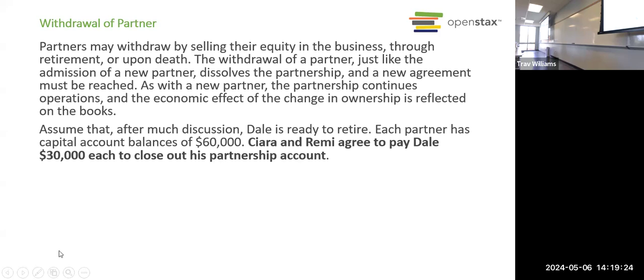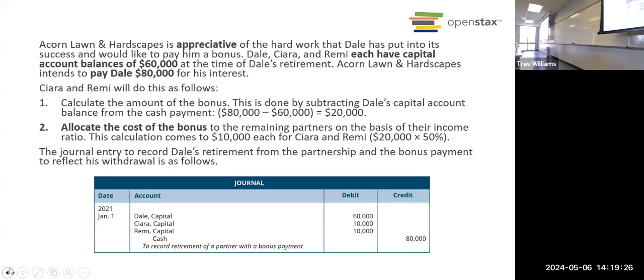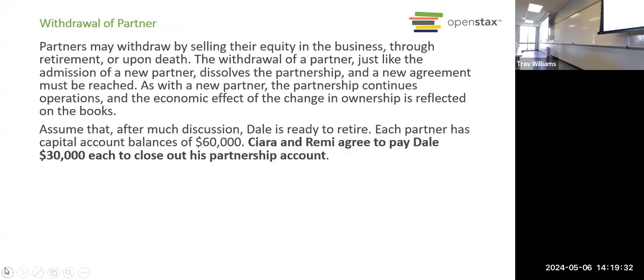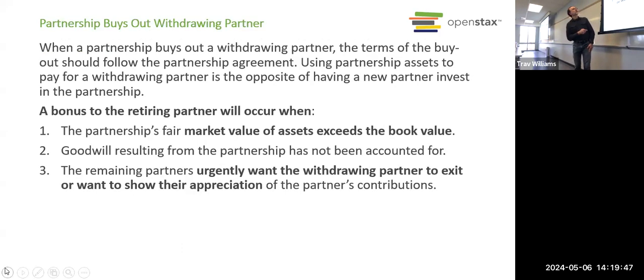Okay, so Dale is ready to retire. I didn't like Dale anyways. Okay, so Ciara and Remy agree to pay Dale $30,000 each to close out his partnership account. So why would they be doing this?